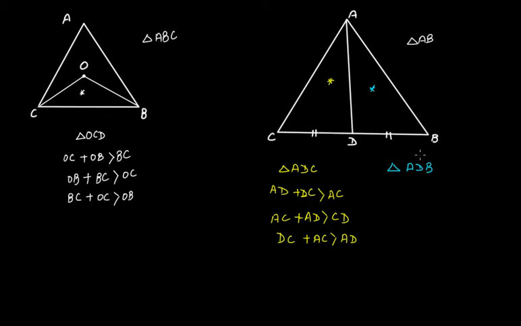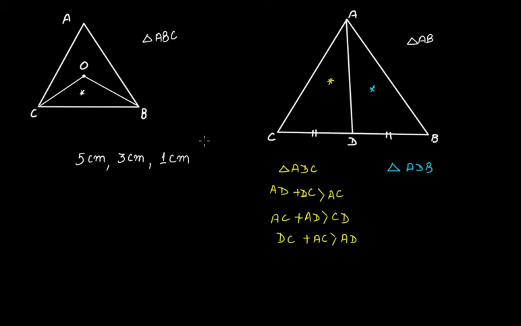So suppose someone asks you, can you form a triangle with sides 5 centimeter, 3 centimeter and 1 centimeter, let's say. The condition that the sum of the lengths of two sides should always be greater than the third side is very important. Whatever combination you make, that property should hold true.